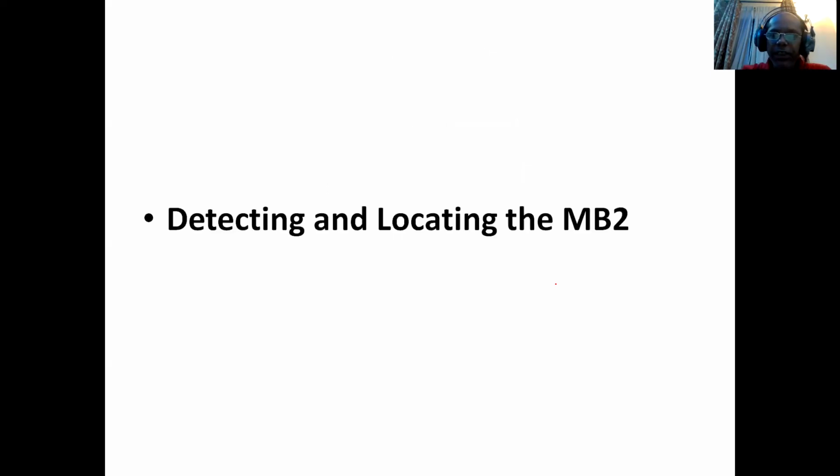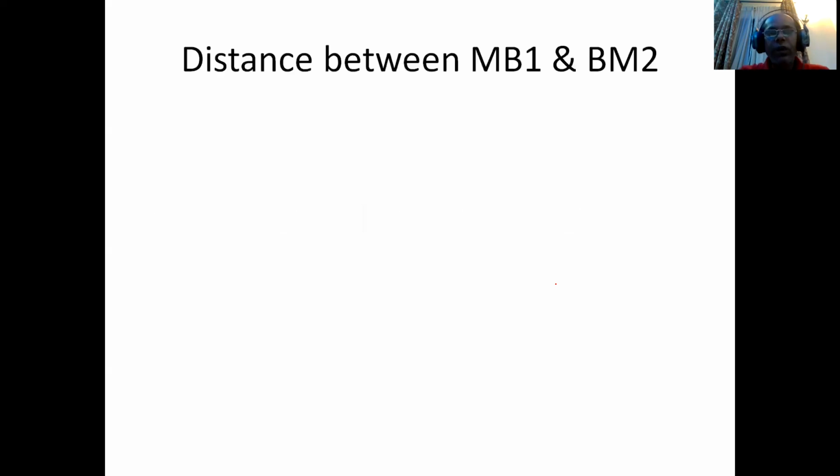Now there are some clinical tips on how we detect and locate it. It is important that MB2 should be located, detected, treated and filled, because at any time it will spoil all your hard work, because ultimately it will fail. So it is better to do this job earlier.